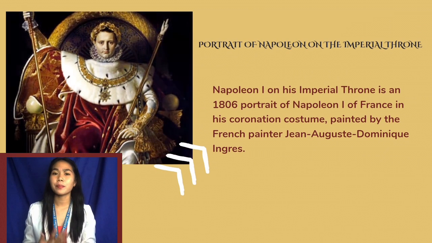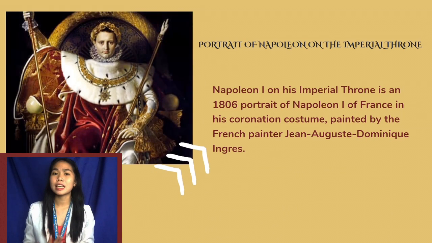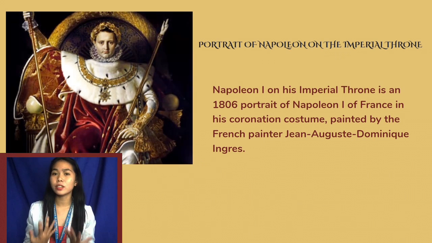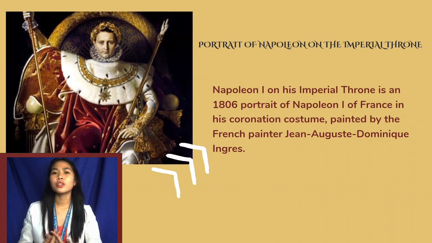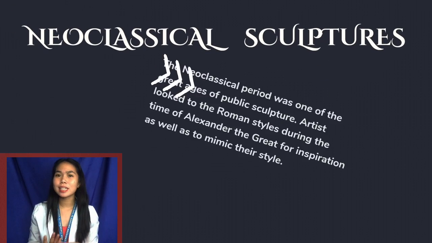So Napoleon on His Imperial Throne is an 1806 portrait of Napoleon of France in his coronation costume, painted by French painter Jean-Auguste-Dominique Ingres. So the painting depicts Napoleon in his decadent coronation costume, seated upon his gold-encrusted throne, hand resting upon smooth ivory balls. During his reign, the painting was owned by the Corps Législatif, which was believed to be commissioned by Napoleon as King of Italy.